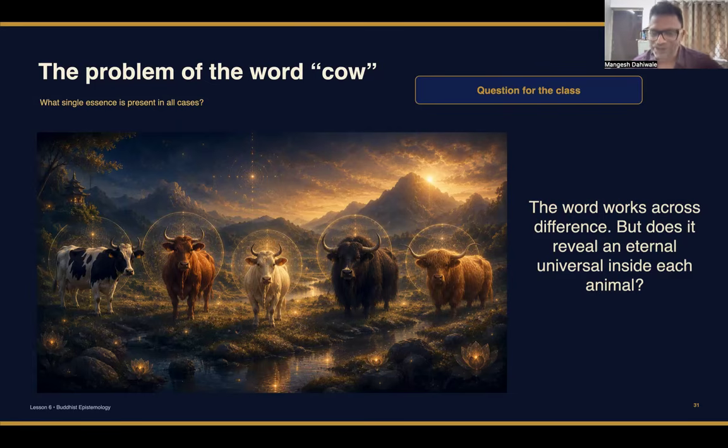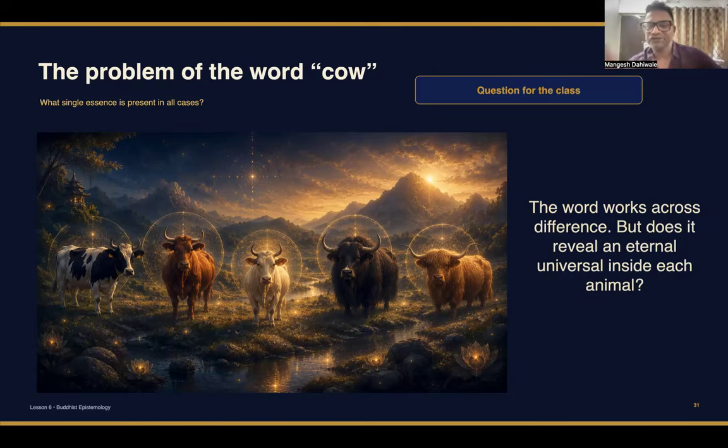So this is a very interesting, deep philosophical finding of the Buddhists. The word works across difference. The word is not self-explanatory. It always works across difference. But does it reveal an eternal universal inside each animal? Can we say that there is some kind of cowness in each of the cows? Then can it be separated from each of them? Is there a substance called cowness in the world? It's a very interesting question. So the word works across differences, but does it reveal an eternal universal inside each animal?